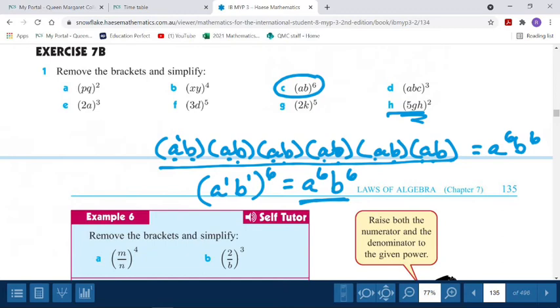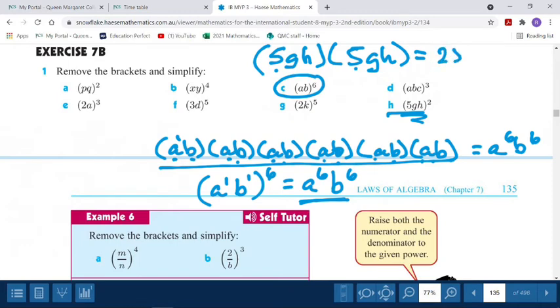I would expand that one because it's only an exponent of 2. That means just that one thing times itself, right? So it just makes more sense to be careful and expand it. So you get 5gh times another 5gh. So we just multiply. 5 times 5 is?